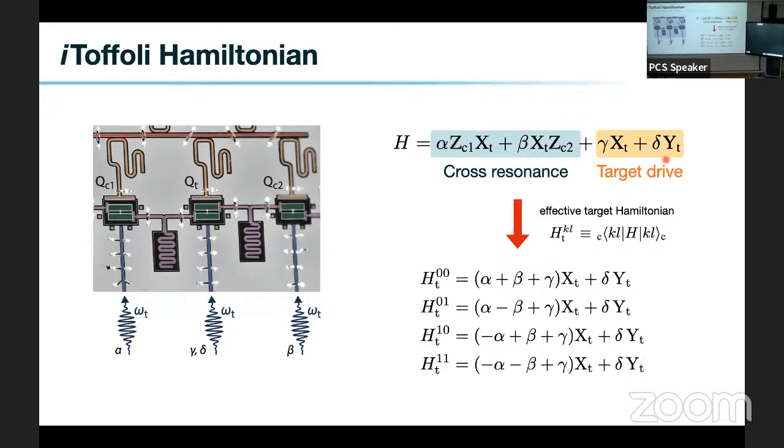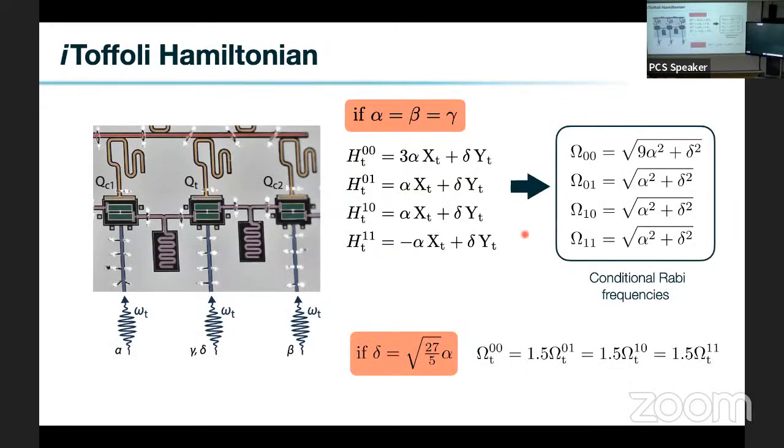So we have this effective target Hamiltonian, and as I told you, I want to make a conditional Rabi frequency so that the target qubit rotates 1.5 times faster with the control in state 0 than with the others. The first step is making these three Hamiltonians give the same Rabi frequency, and that was easy to achieve. If I set beta and gamma equal to alpha, then the Hamiltonian becomes like this. If I write down the conditional Rabi frequency, it is like this. Additionally, we have one more degree of freedom, delta. By setting delta to this value, we can achieve this condition.